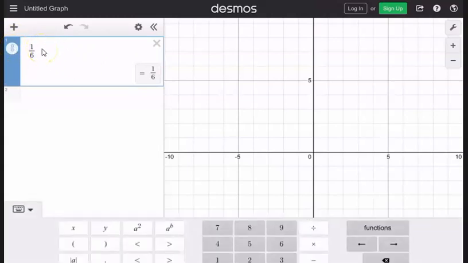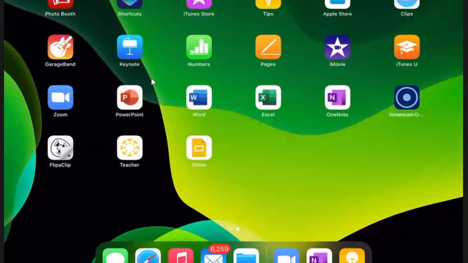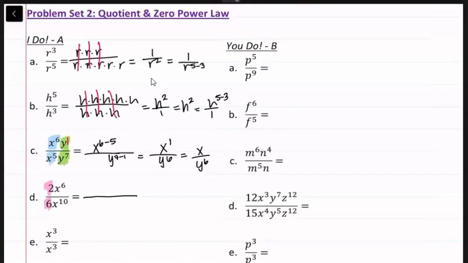And I believe it was 2 over 6, my bad. There we go. Notice it reduces to 1/3. So I can write 1/3. Okay, I simplified my whole numbers. Now I can go on to my x.